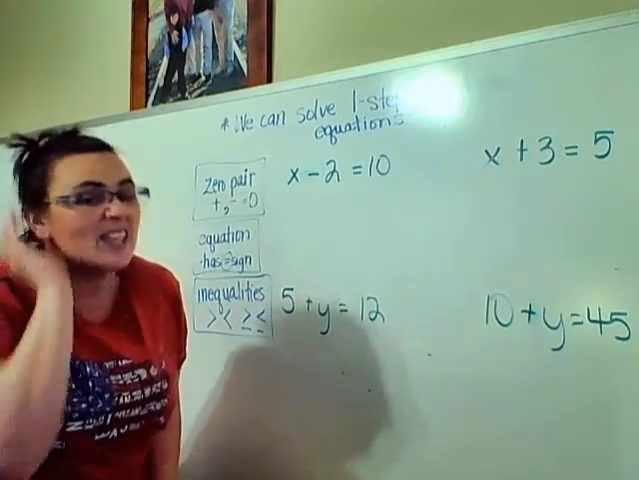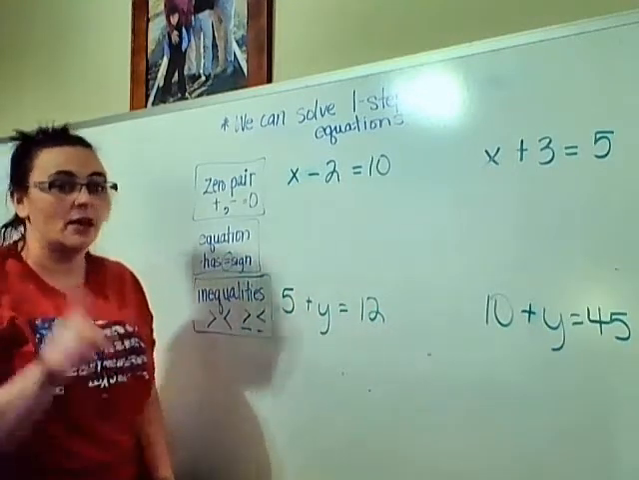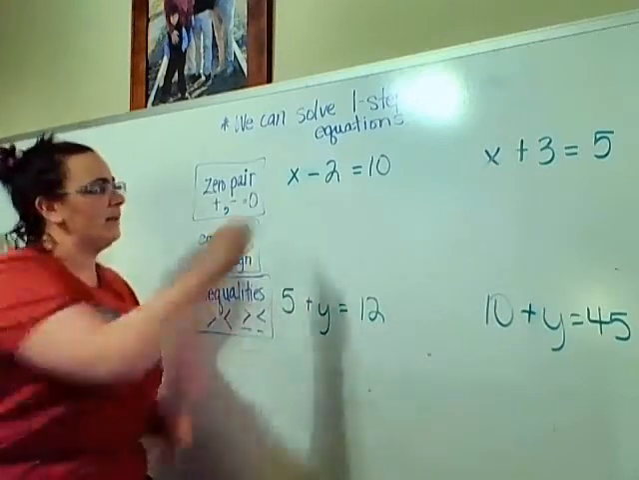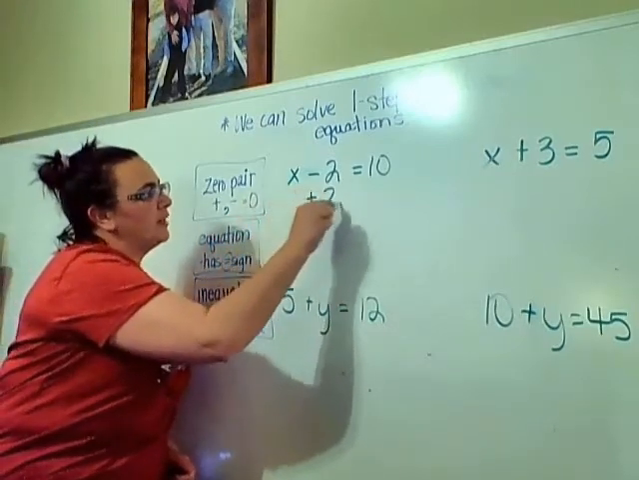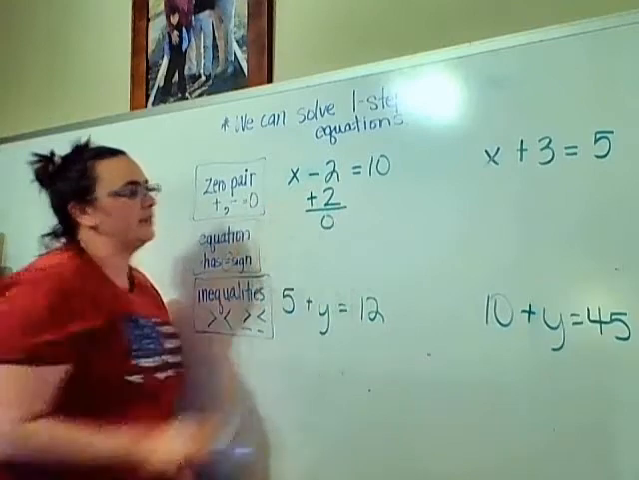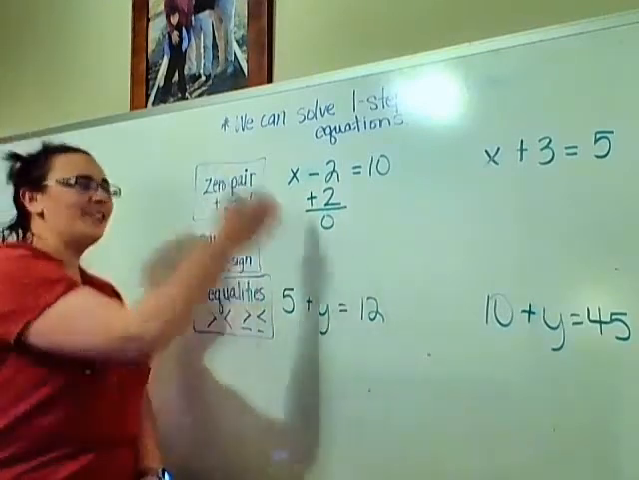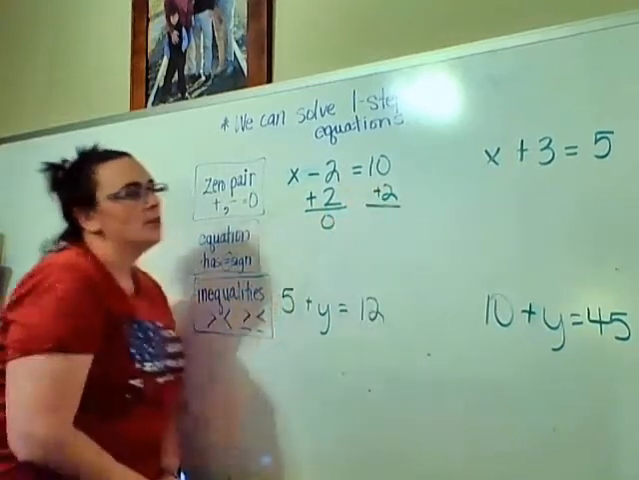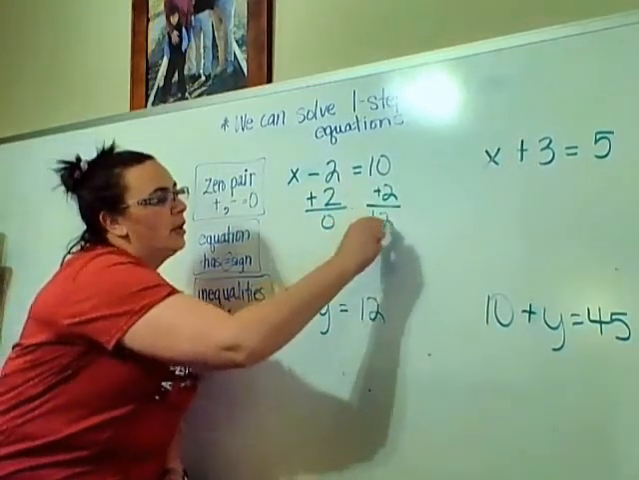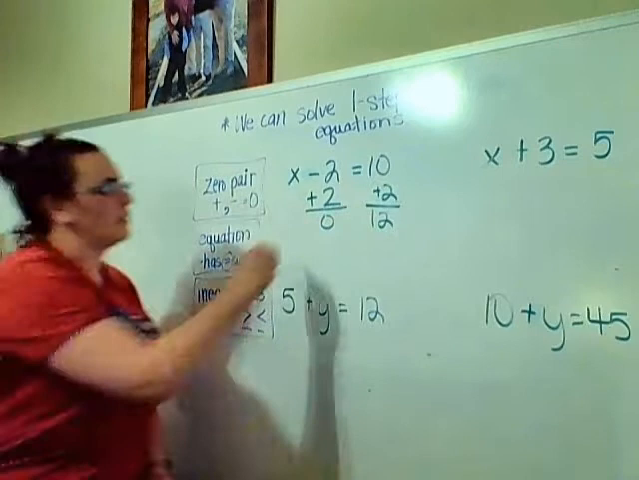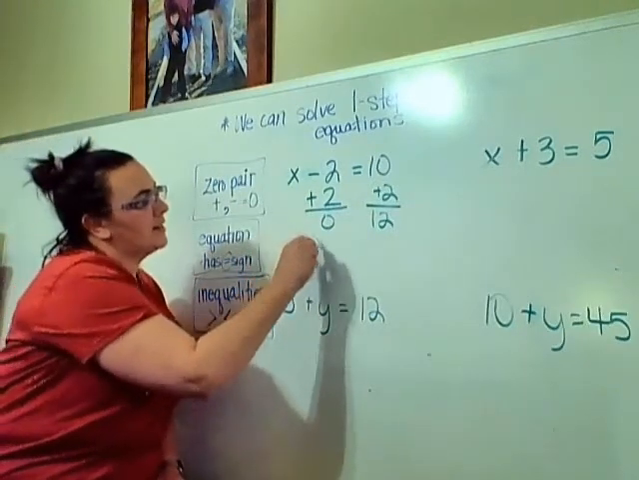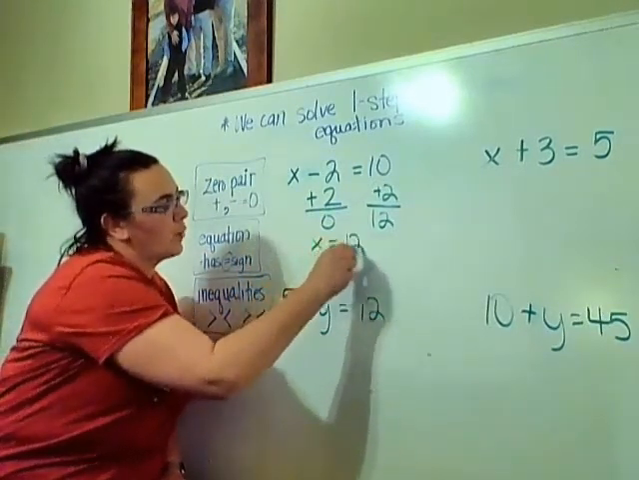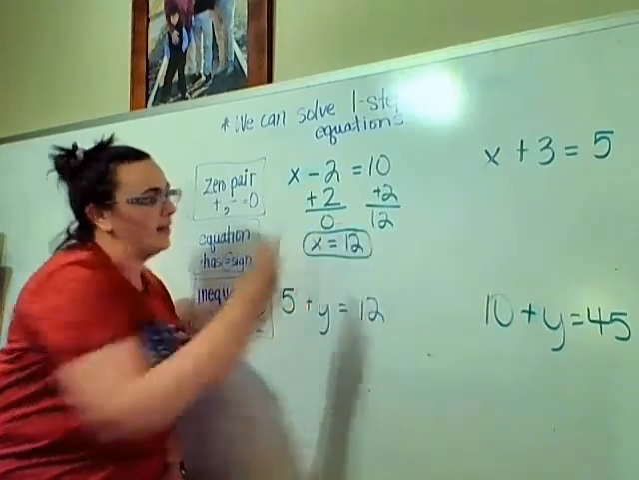What do you think? What's the opposite of minus? I think I heard somebody say plus. Yeah, so we're going to do plus 2. So that leaves us with 0. If I do plus 2 here, I have to do plus 2 here. So that would be 12. So now I can rewrite this as x equals 12. And that is my answer.